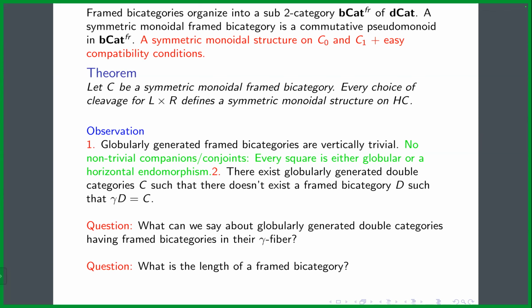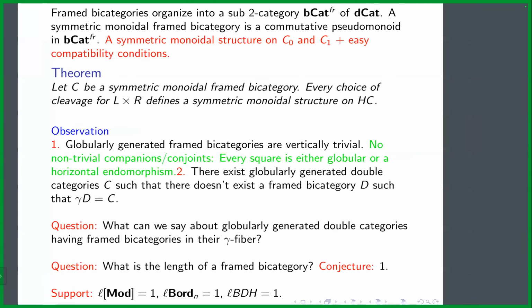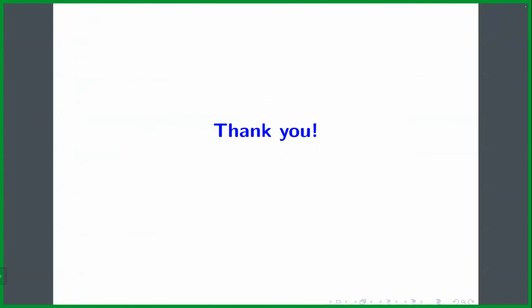Now we have the following question. What can we say about globularly generated double categories having frame bicategories in their gamma fiber? Well, we have one way of distinguishing globularly generated double categories, that is through the length. So that question translates in terms of length. What is the length of a frame bicategory, which was the title of the talk? And the conjecture is that that is 1. The support is that we have some computations on frame bicategories, and that's always 1 for some reason, but we can't really prove this formally, and we're working on that. So yeah, these are some references, and yeah, that's it.